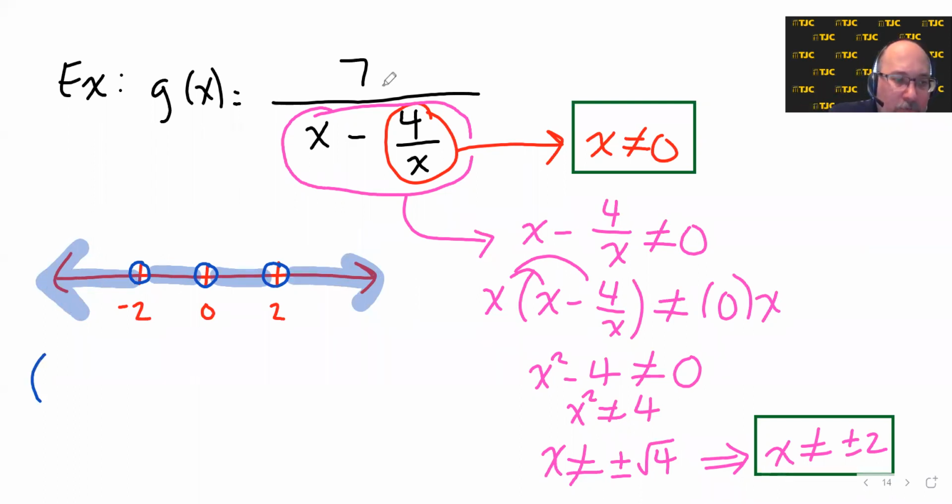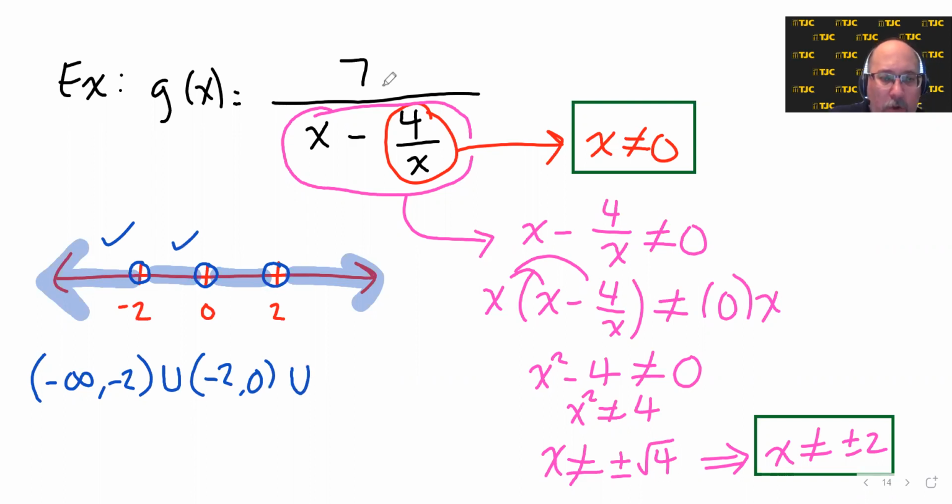Our domain is open parentheses, negative infinity, comma, negative 2, close parentheses, that's the first part of the domain, union, open parentheses, negative 2, comma, 0, close parentheses, that's the second part of the domain, union, open parentheses, 0, comma, 2, close parentheses, that's the third part of the domain, union, open parentheses, 2, comma, infinity. That's the fourth and final part of the domain.